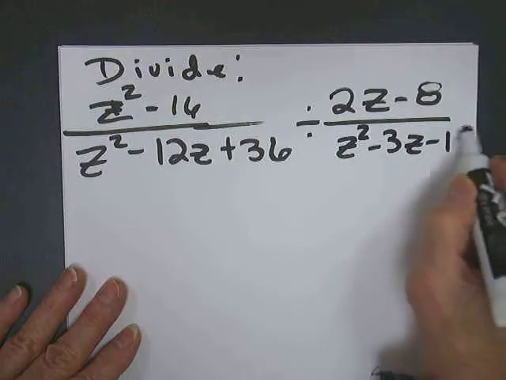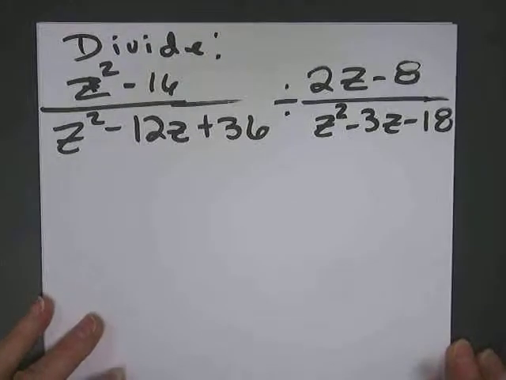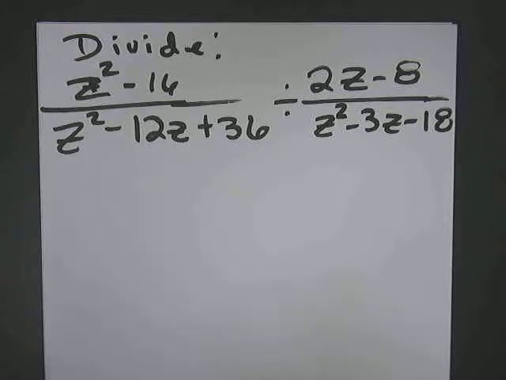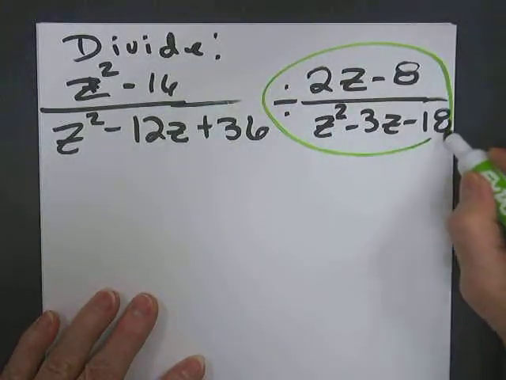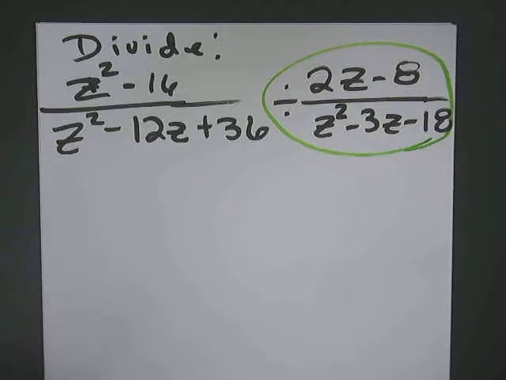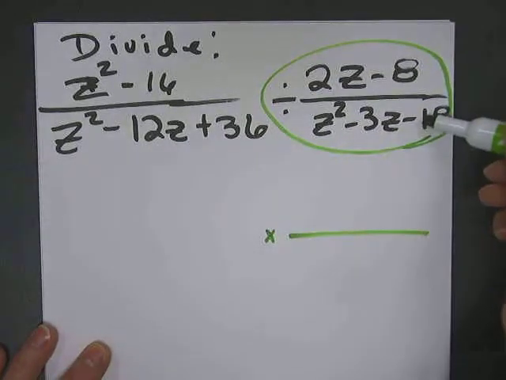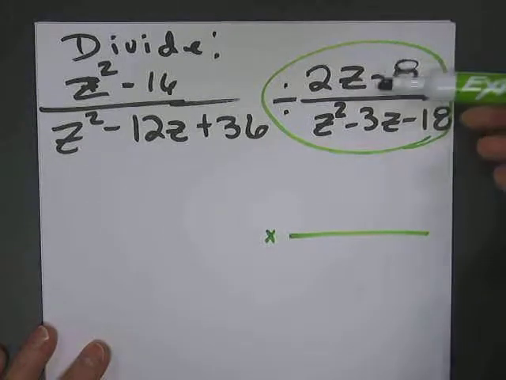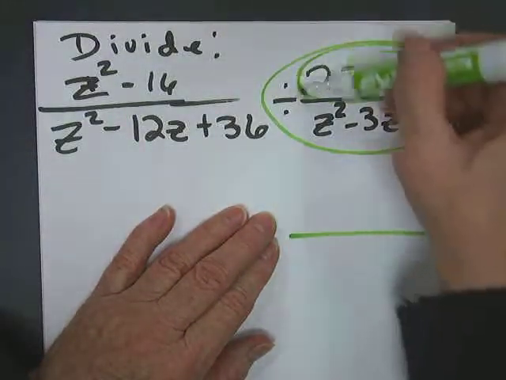Okay, that's all I had written down, but that's not the only problem. So let me go through here and write some more. This looks like divide. We haven't done a divide yet. Z squared, that's a Z. Okay, divided by 2Z minus 8 over Z squared minus 3Z minus 18.